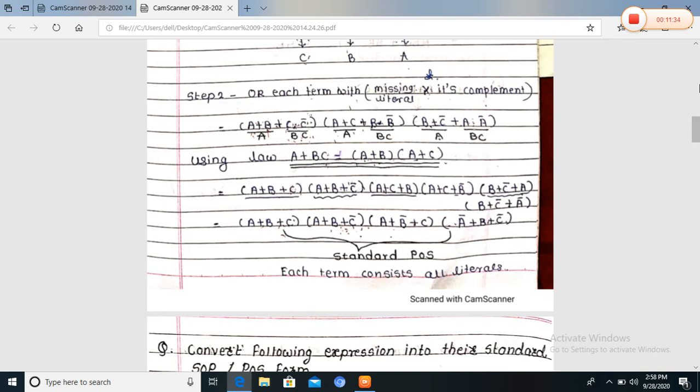So the a plus a law applies: a plus b plus c, a plus c plus b, these two terms are the same. So for those two terms there is only one term, that is a plus b plus c. So this is the law, a plus a is a.